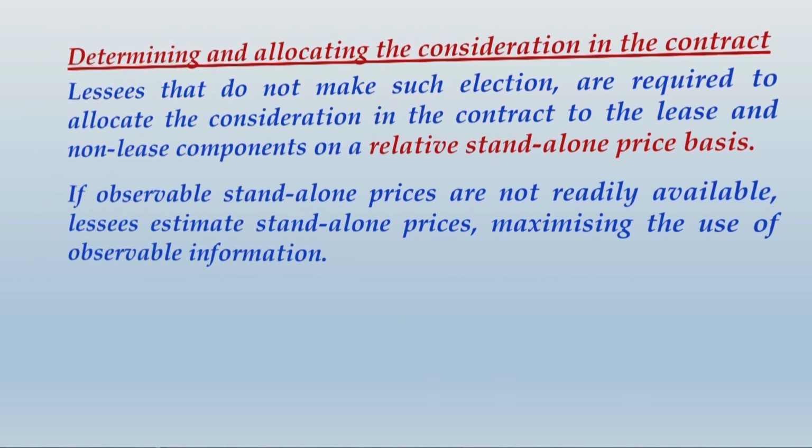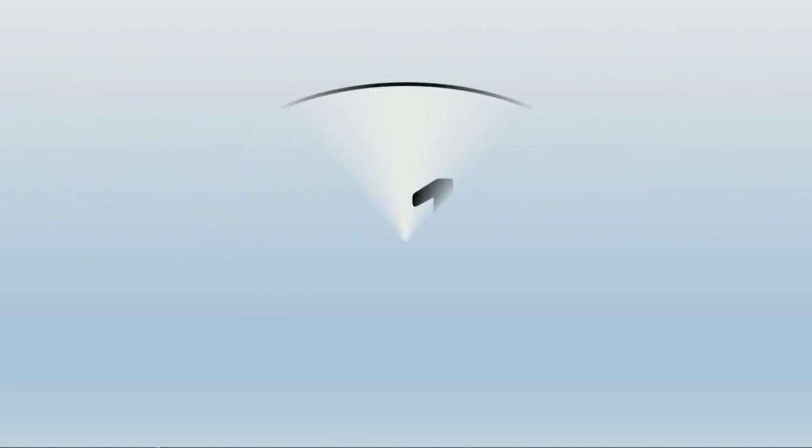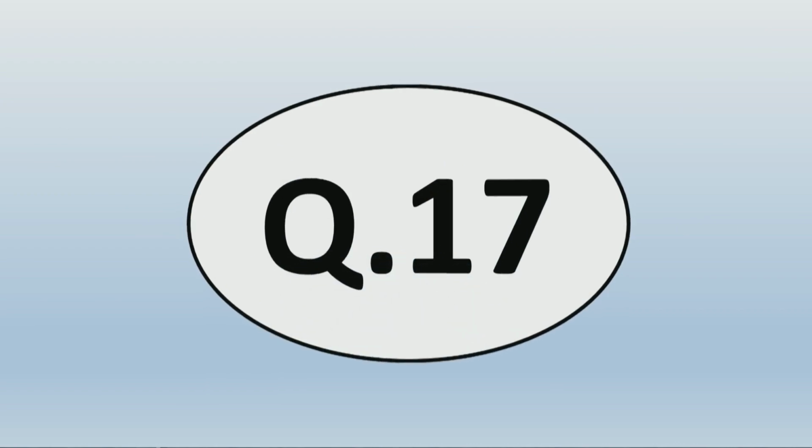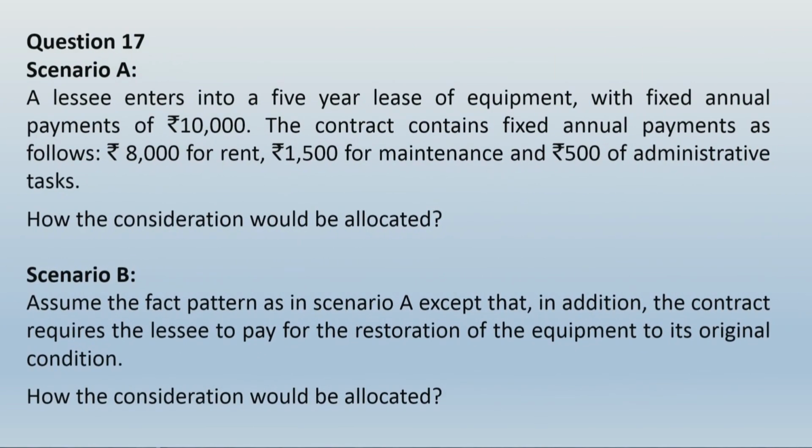Alright friends, you would have finished writing this thing. Let us move ahead and now take up a question, that is question number 17. Let us read this question. Again, this question is given in two different scenarios, scenario A and scenario B. Scenario A says, a lessee enters into a 5-year lease of equipment with fixed annual payments of rupees 10,000. The contract contains fixed annual payments as follows: 8,000 for rent, 1,500 for maintenance, and rupees 500 of administrative task.